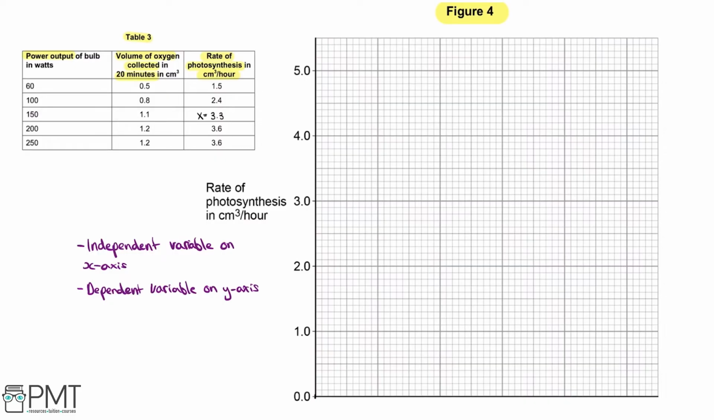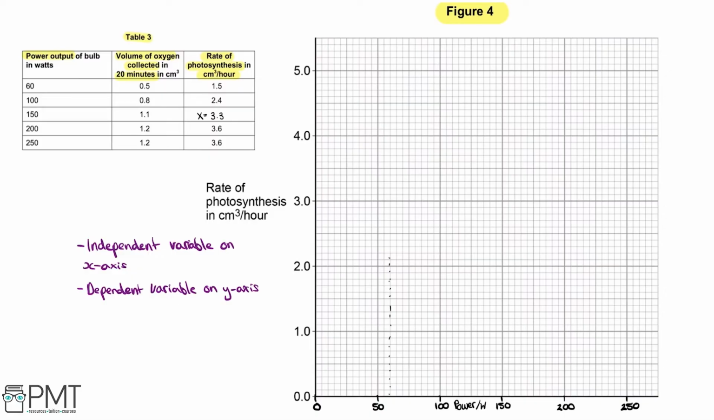So most of them go up in 50s, and if we test that out on the scale of our graph, we can see that that actually works out quite nicely for us. Just don't forget to specifically add that label of power output in watts. Okay, so now you can actually start to plot your points. So the first one will have an x value of 60, and then it will have a y value of 1.5 because it's the rate of photosynthesis in centimetres per hour that we're going up in.